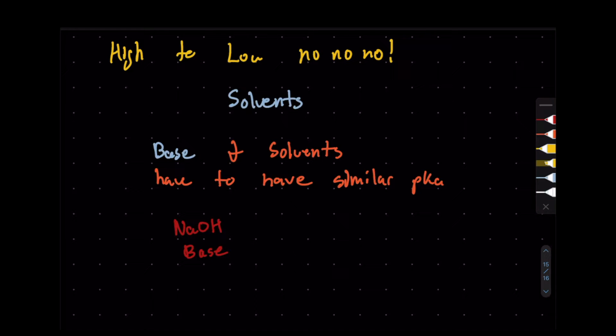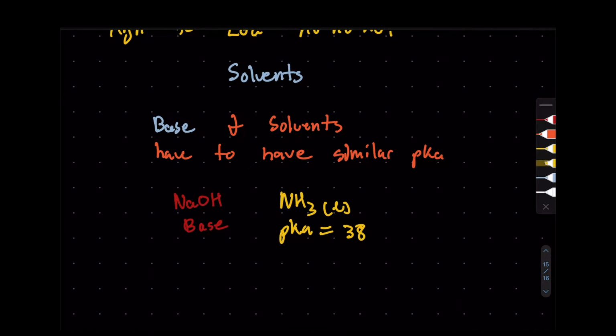if we use a solvent that is, let's say, NH3, then NH3, or liquid ammonia, is about 38 pKa. Now our base's conjugate acid is H2O, by adding a proton, we can look at its conjugate acid. So H2O's pKa is about 15.74. So the solvent and the reagent, the base, will react.